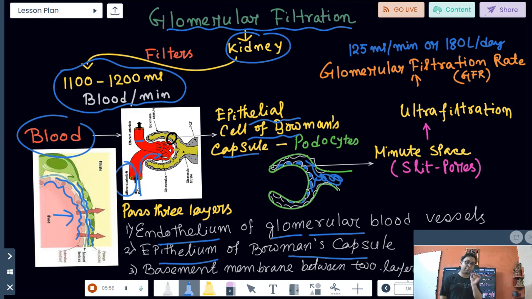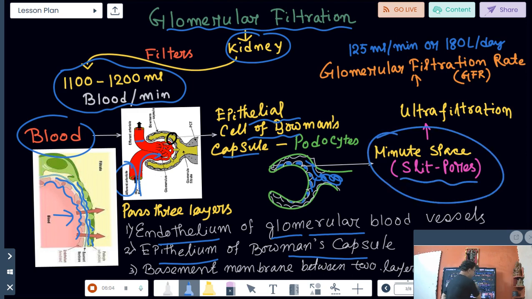These minute pores are called the slit pores. In that particular position, the ultrafiltration takes place and glomerular filtrate is passed on to the Bowman capsule of the nephron. But what is the rate and what volume of filtrate is produced in that particular time?